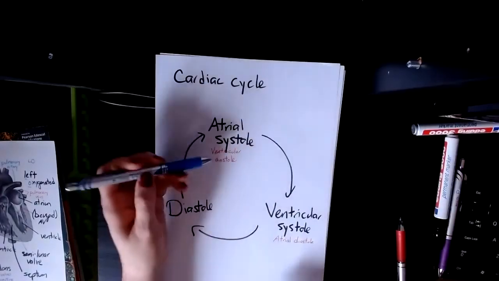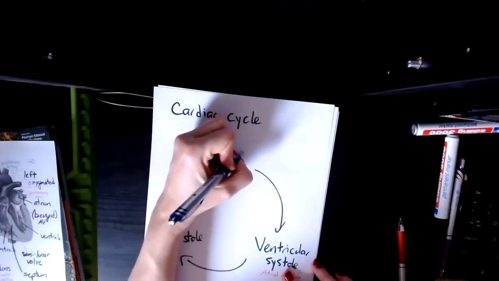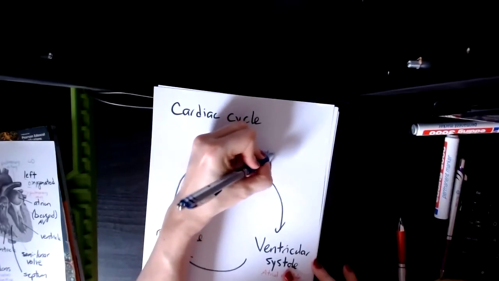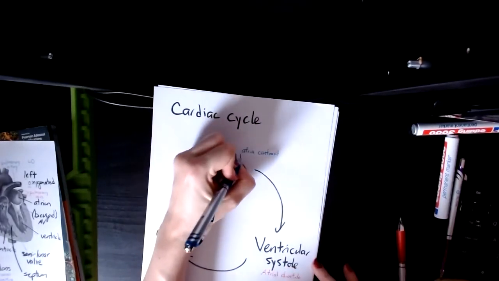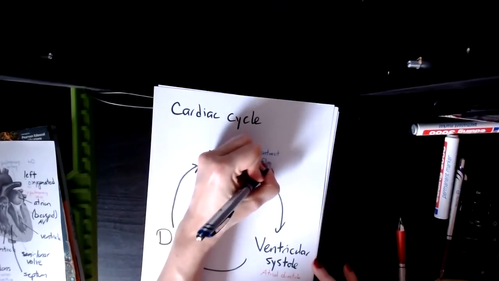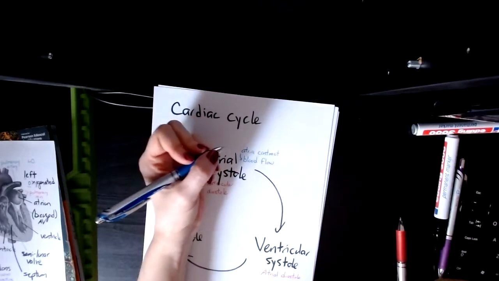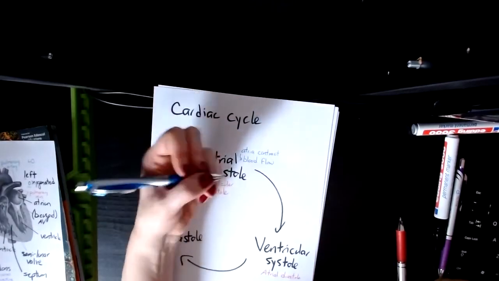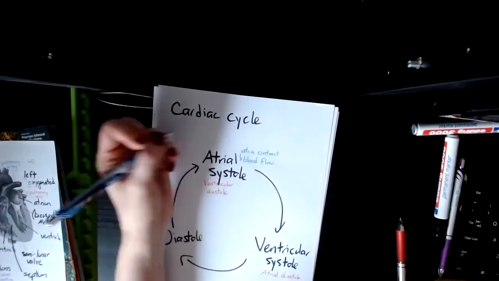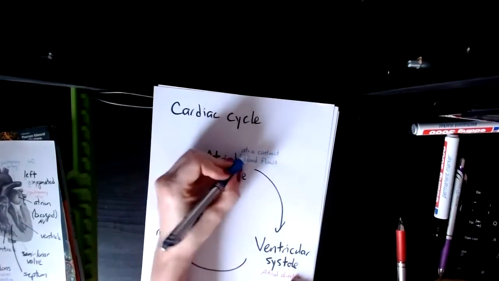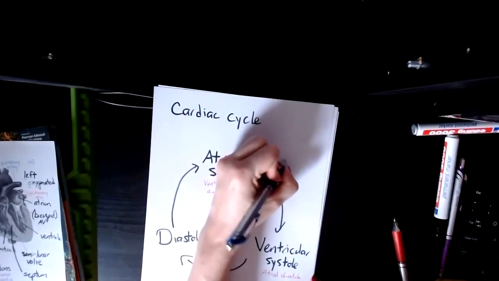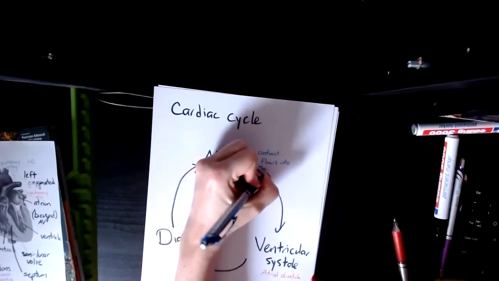So atrial systole, as I said, the atria contract, and what that does is it forces blood. For each of these, you should be thinking about where does the blood flow and what is the status of the sets of valves. So the atrioventricular valves, the AV valves, as well as the semilunar valves, okay? So when the atria contract, it forces blood to flow into the ventricles, I should say.